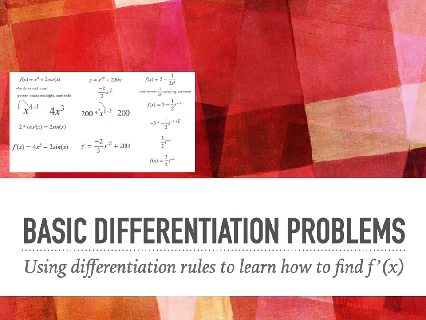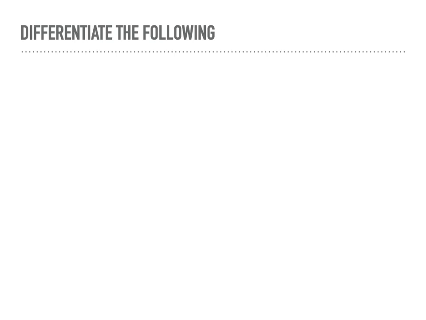In today's video, we're going to be going over some basic differentiation problems and using the rules that we learned in the previous video of differentiating f of x. So the first problem we have is f of x equals x to the power 4 plus 2 cosine x. So before we start, let's think about what rules we need to use to find the derivative of f of x. And we need to use the power rule, the scalar multiple rule, and the sum rule.